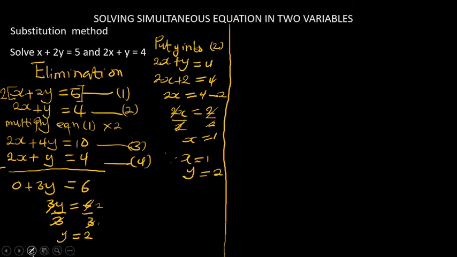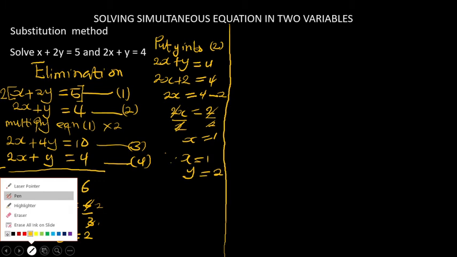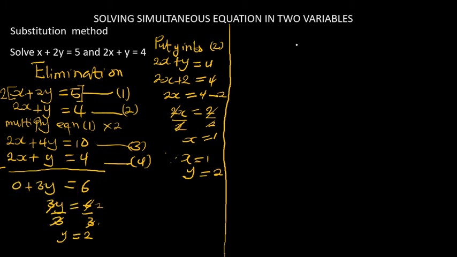But then let's try now to use the substitution method so we can appreciate the difference between them. So now our substitution method. Again, we'll write the equation x plus 2y equals 5, and we call this equation 1. Our 2x plus y equals 4, we're going to call this equation 2.